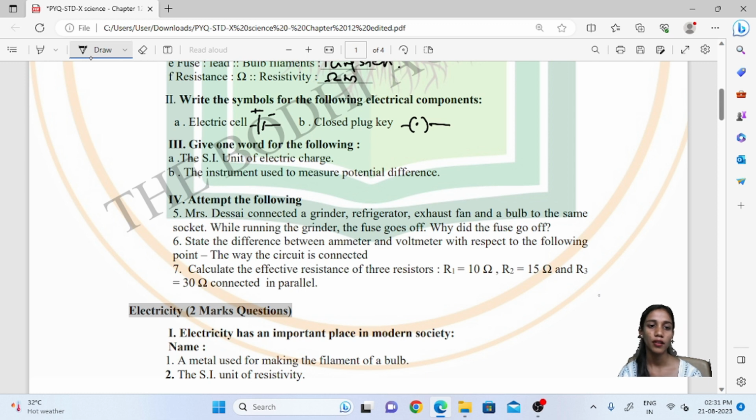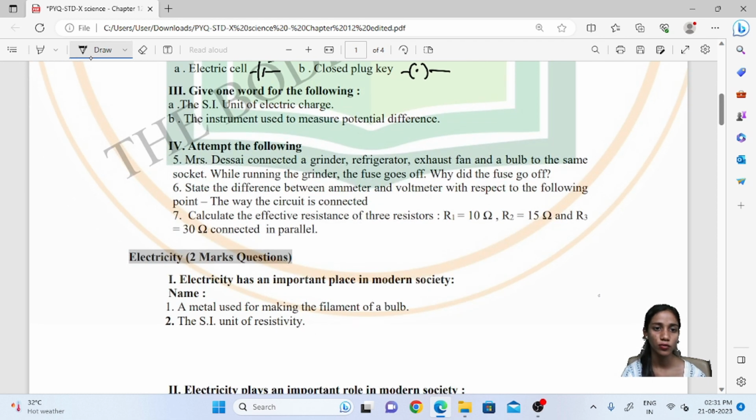Okay, now the next one, give one word for the following: the SI unit of electric charge. We know that it is coulomb. We have to write the whole word, okay? Not just a symbol. Now, the instrument used to measure the potential difference, it is the voltmeter.